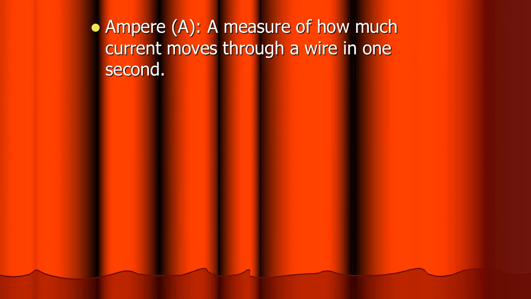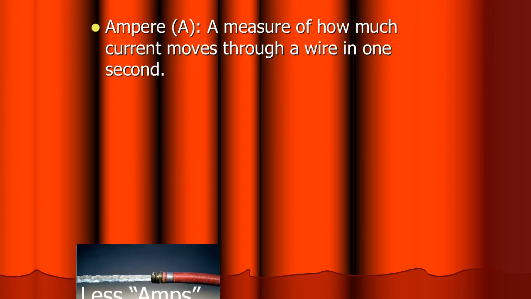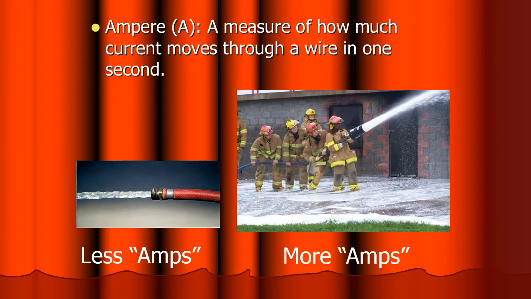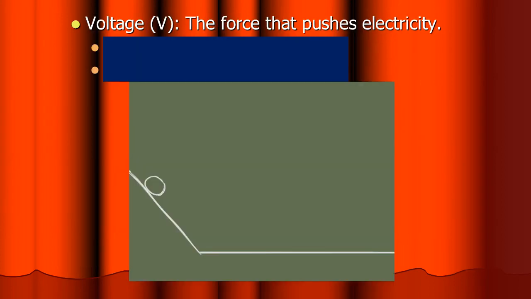So the first one is called the ampere, or you may have heard of it as amps. This is a measure of how much current moves through a wire in 1 second. So again, think of it like water going through a hose. Less amps is like less water. It's literally less electrons moving through that wire. More amps, well, that's like more water, more electrons moving through the wire. And just like with a hose, a smaller hose lets less water through and a bigger hose lets more water through. Well, in electricity, smaller wires let less amps through and bigger wires let more amps through.